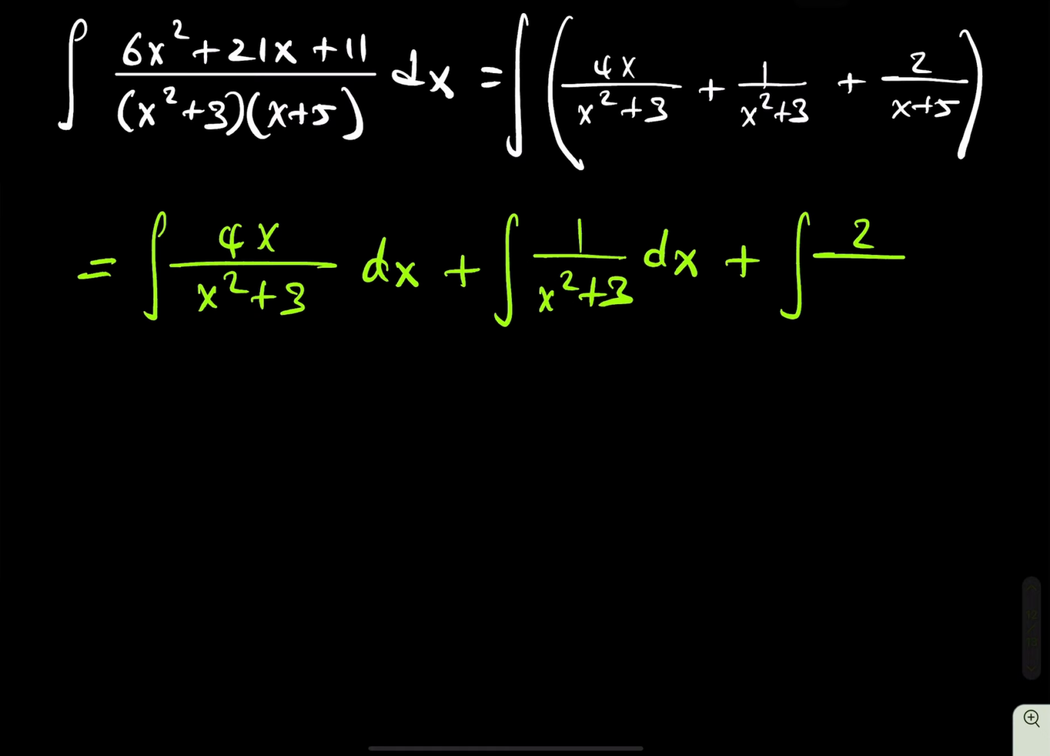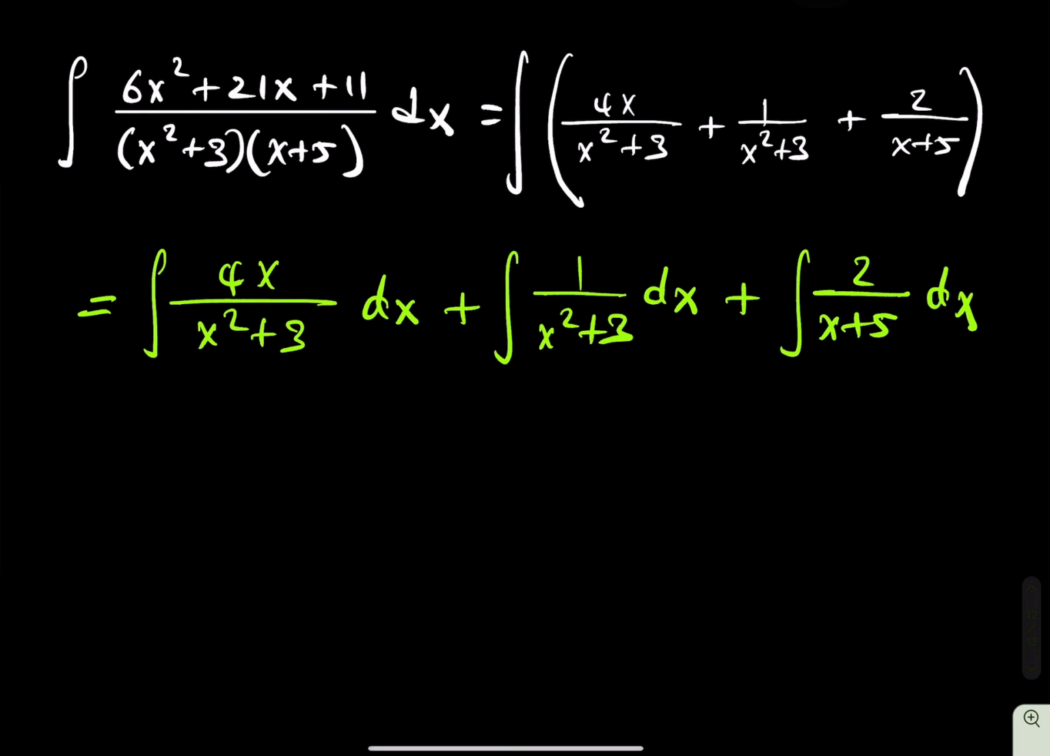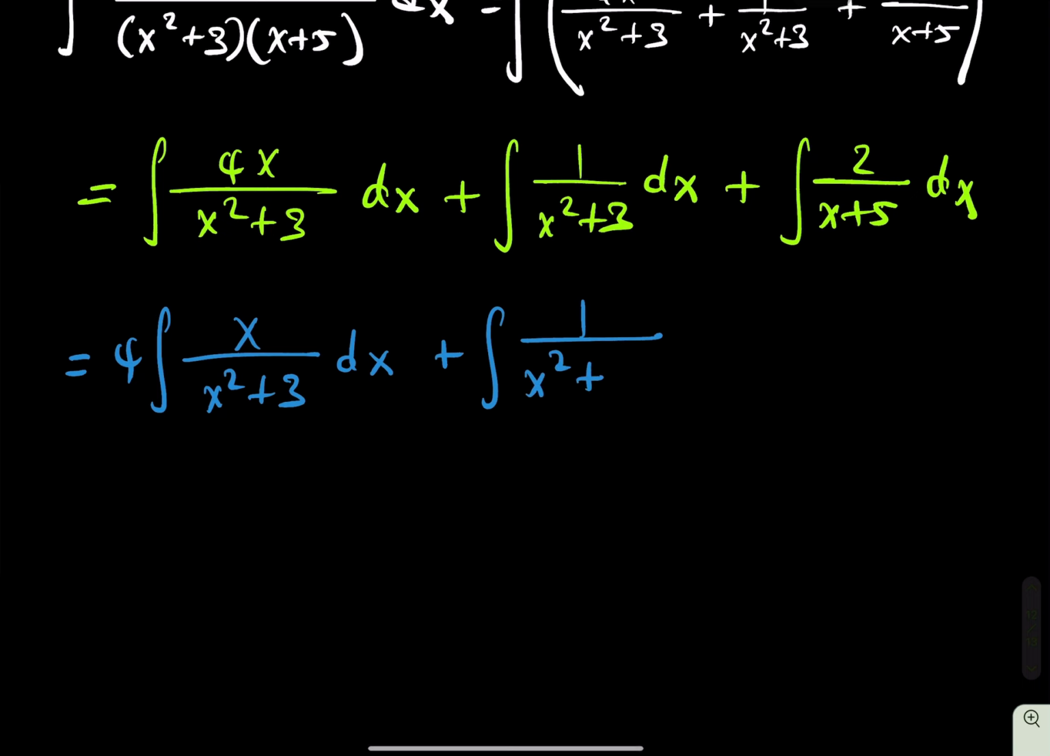Oh, that should be x. I don't know why I'm saying x squared. That should be x plus 5, and then dx. Now you are going to say to yourself, let me take a 4 out. So that is going to be 4 times the integral of x over x squared plus 3 dx, plus the integral of 1 over x squared plus, you can say this is the square root of 3, everything to the power 2. Root 3 squared is 3. And then plus the integral of 2 over x plus 5 dx.